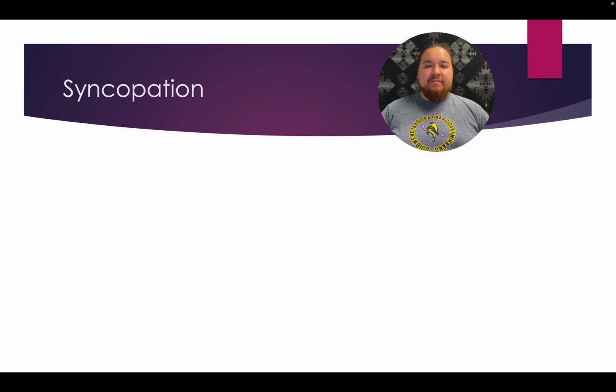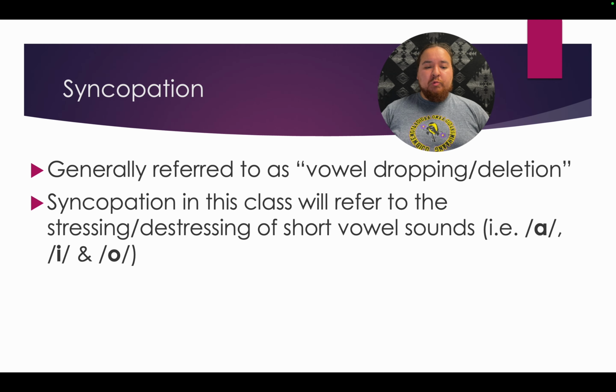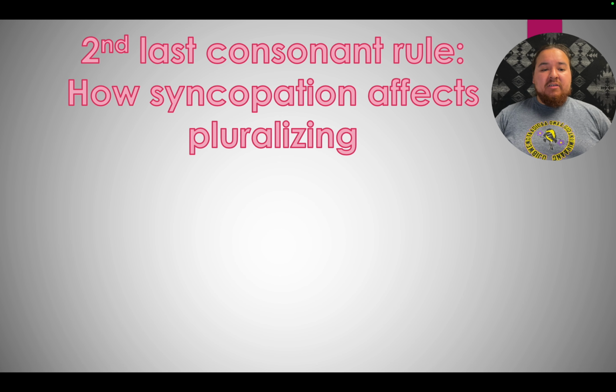So, syncopation. Generally referred to as vowel dropping or deletion. Syncopation in this class will refer to the stressing and de-stressing of short vowel sounds A, I, and O. That's single A, single I, and single O. Syncopation is a common characteristic among several Eastern Nishnaabemwin dialects. So, second last consonant rule, how syncopation affects pluralizing. This is a visual representation of what the second last consonant rule looks like.